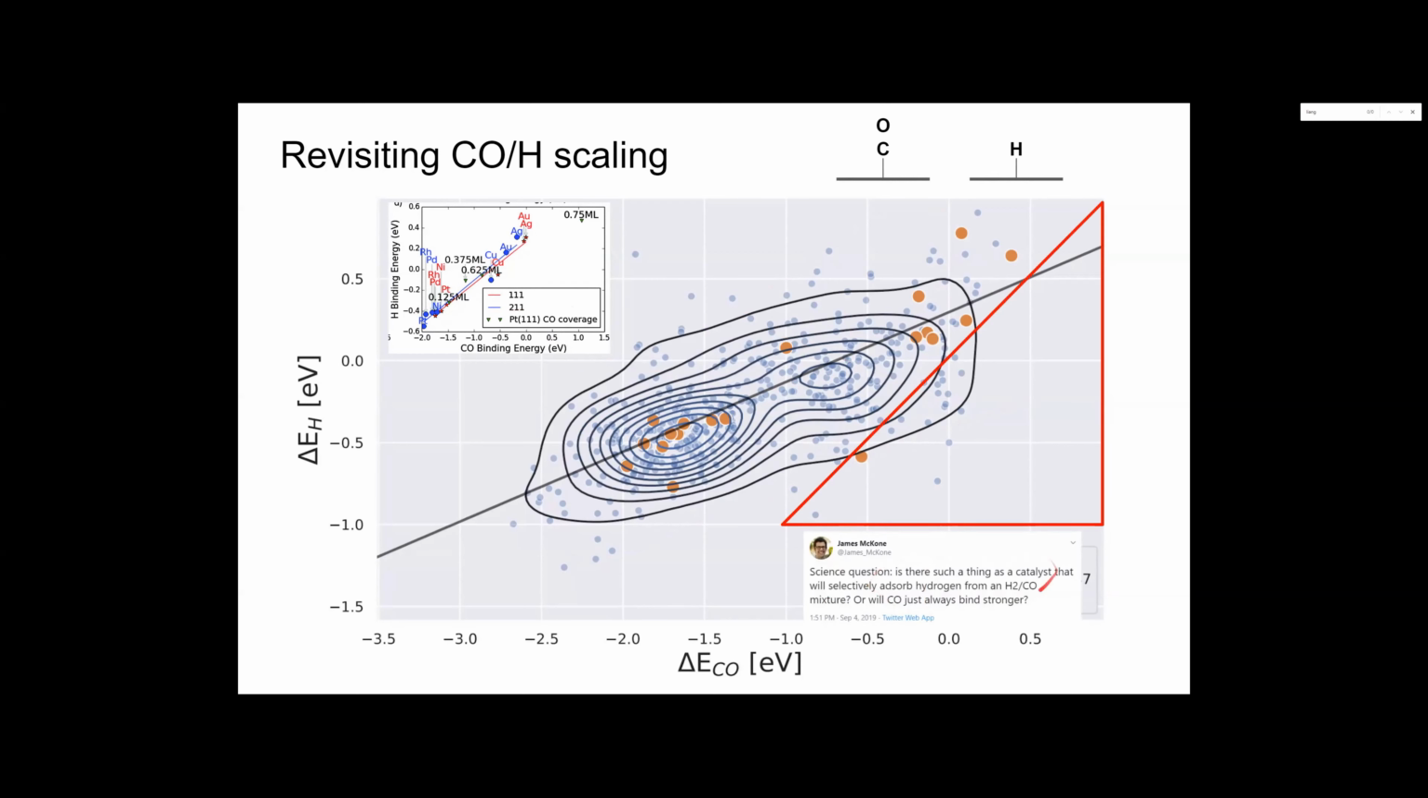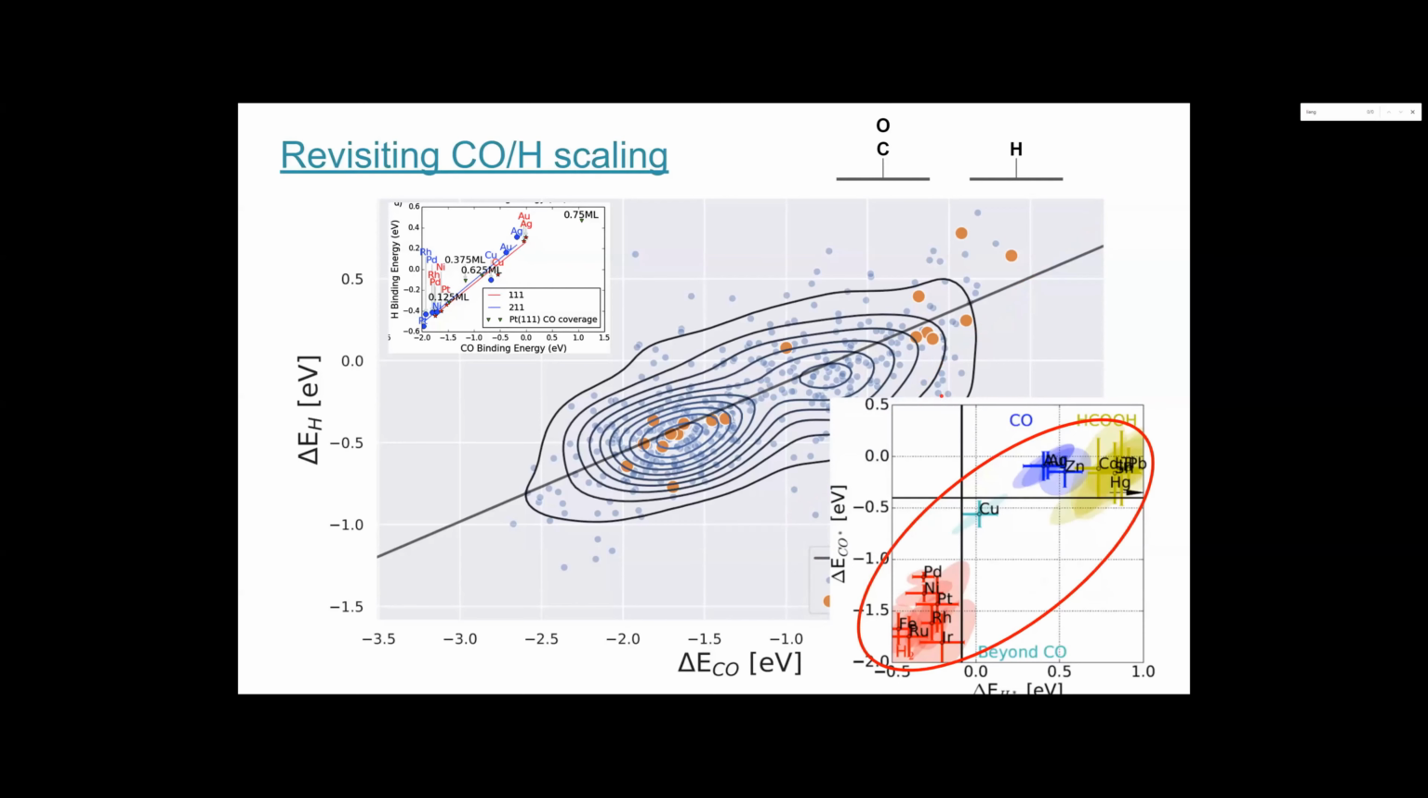James was asking, is there a catalyst that binds hydrogen more strongly than CO? And I've outlined this red region. That is basically the question that he was asking. And so after an analysis like this, based on the calculations we've done without targeting this area, I can say with some certainty, yes, probably you can find materials that are like this if you have a certain class of properties.